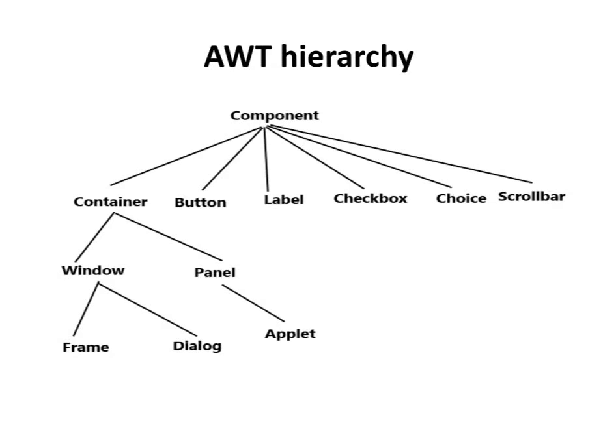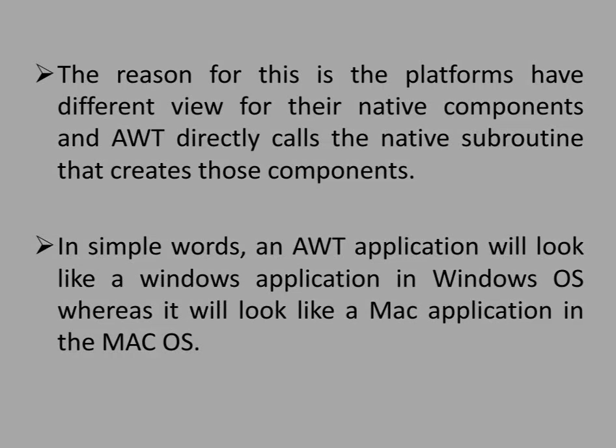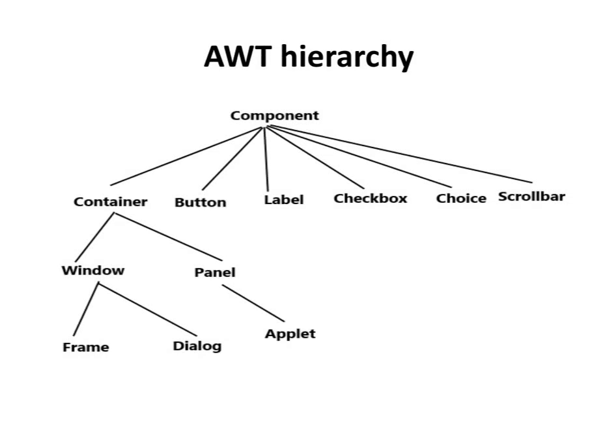The next one is, what is the Java AWT hierarchy? The Java AWT hierarchy consists of a component, which includes container, button, label, checkbox, choice and scroll bar. Container includes window and panel, while window includes frame and dialog, while panel includes applet. This is about the AWT hierarchy. We are discussing it in detail one by one.